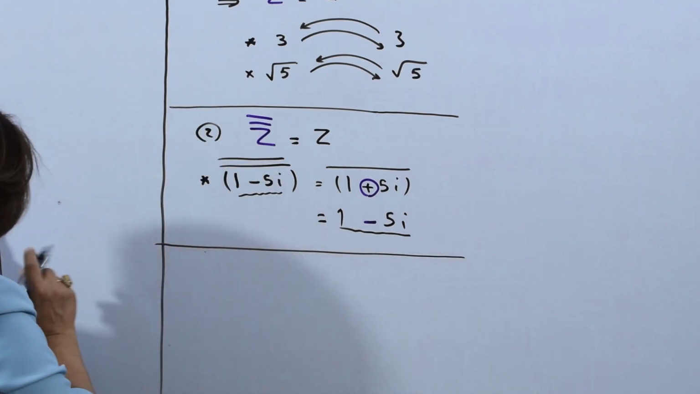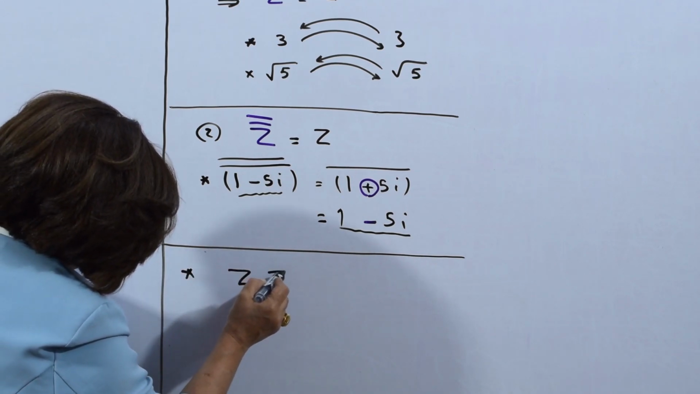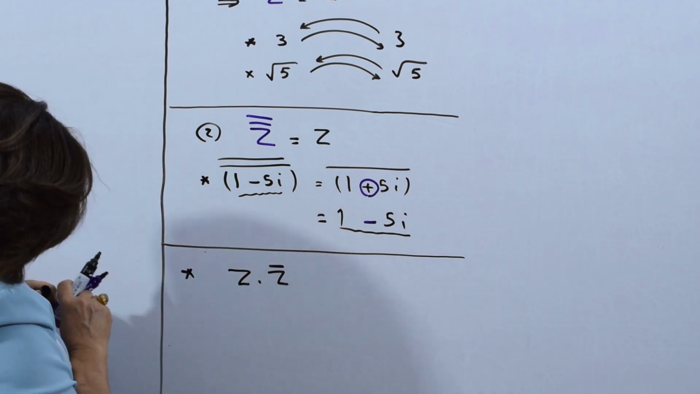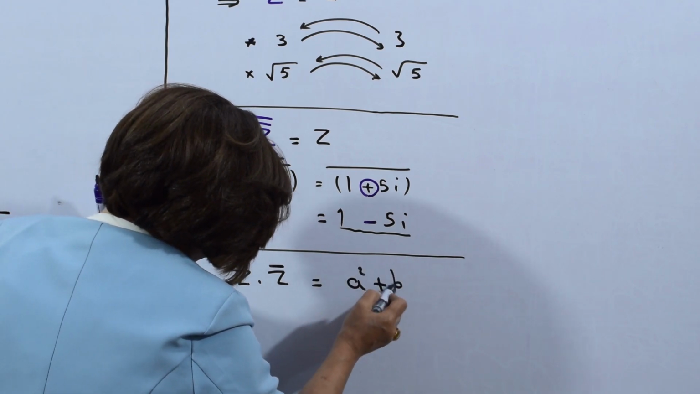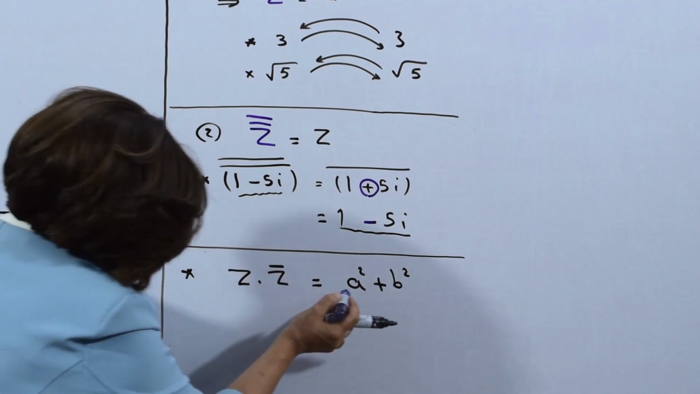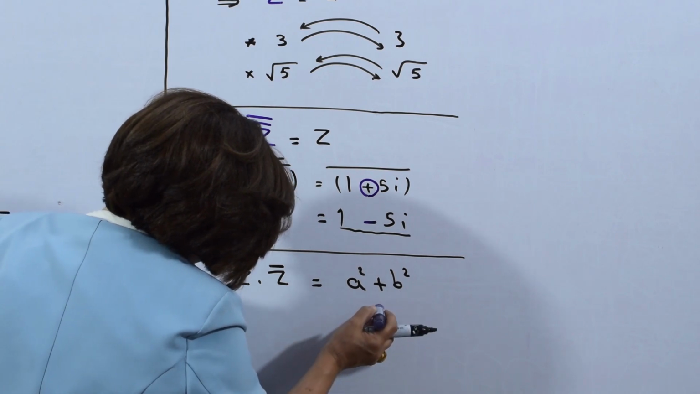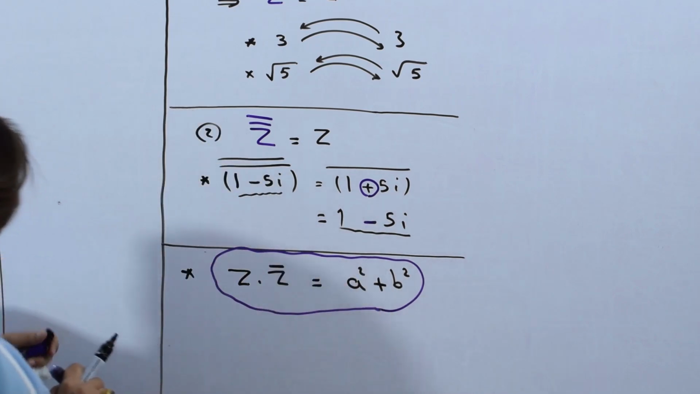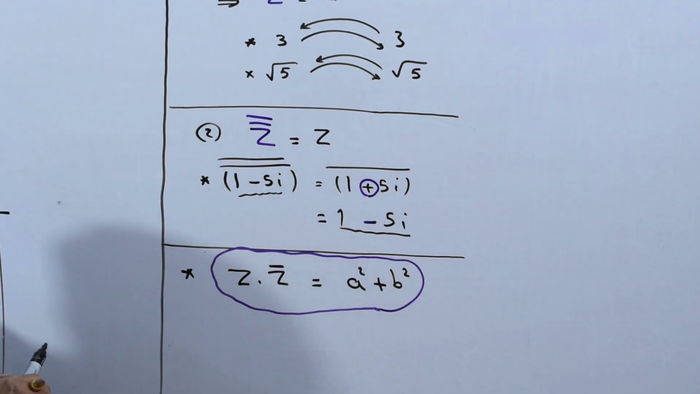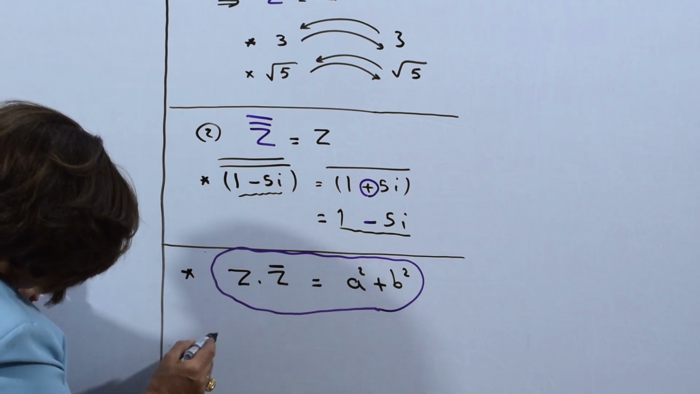Third one you say listen to me. Z times conjugate it himself، عدد في مرافقه give me a squared plus b squared. That means squared the real part and squared imaginary part for any number z or conjugate. يعني إذا ضربت العدد في مرافقه يكون ناتج الضرب a تربيع زائد b تربيع.